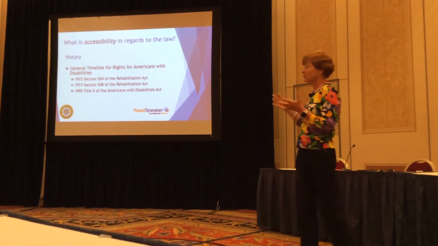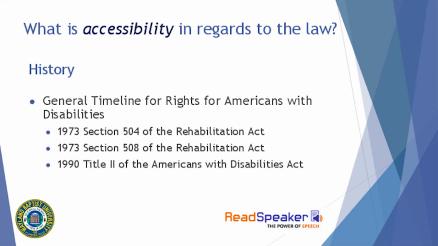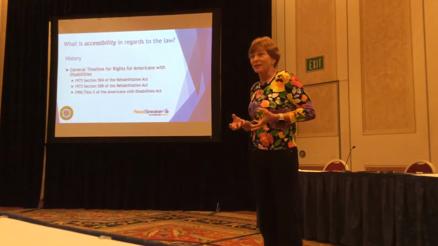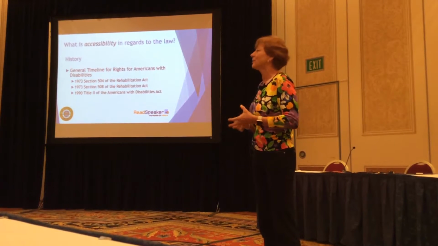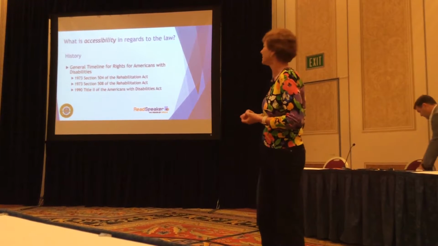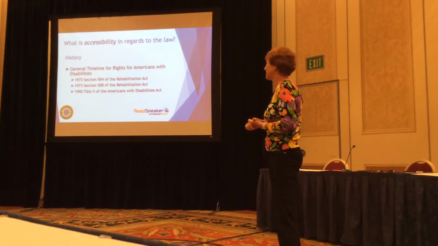General timeline: we've had this since 1973, where all of these issues of a disabled person in some way needing to access the content were new. We didn't have a lot of digital content. We weren't using the internet yet, but it's grown into that and been reinterpreted and revisited. So from 73 on, and with Title II in 1990.